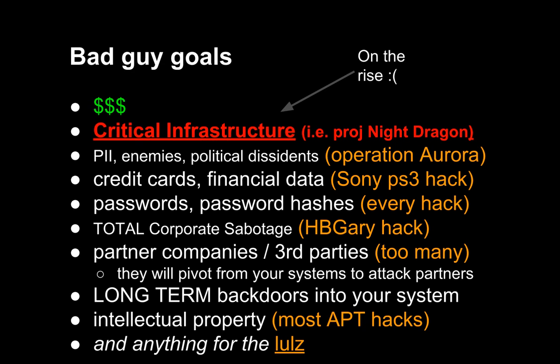Nation states have been known to target political dissidents online, find them, and then sometimes round them up and kill them. You saw a number of instances of that happening in the Arab Spring. And it's happened in other countries as well. Passwords and password hashes are usually obtained in every hack. Sometimes the objective is total corporate sabotage, which happened in HBGary.